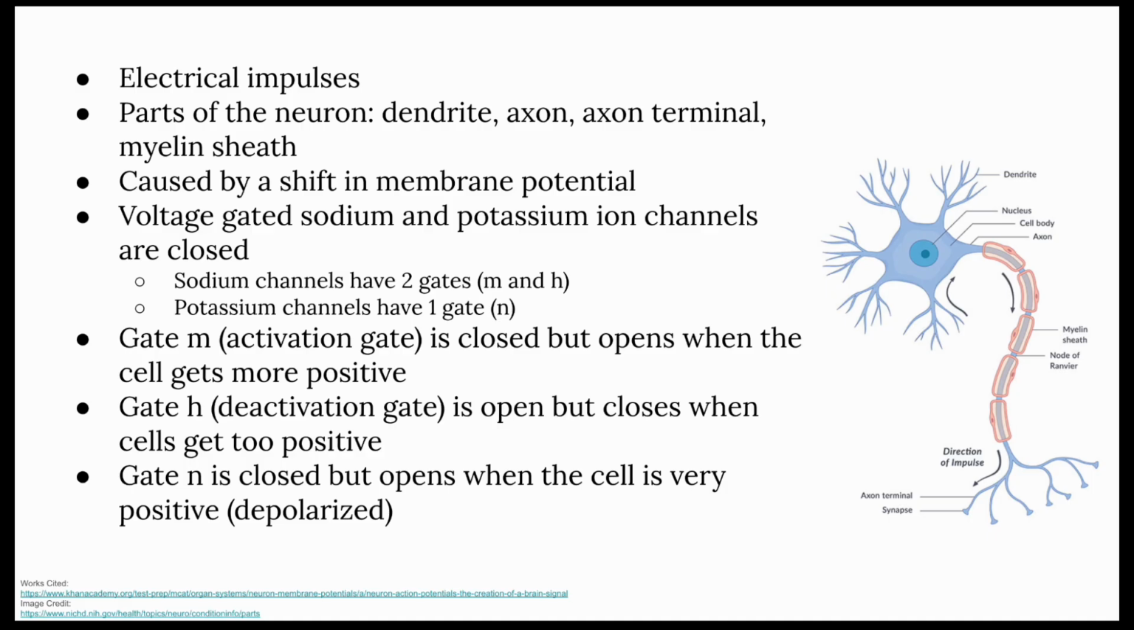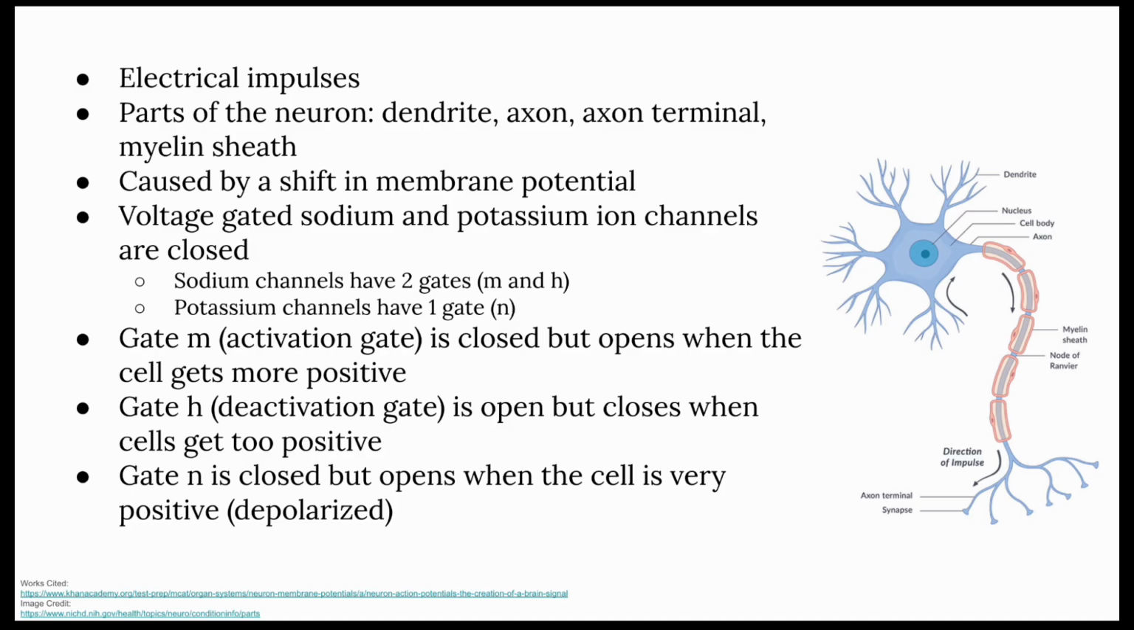The M gate is also the activation gate, and it opens when the cell gets more positive. The H gate is the deactivation gate and closes when the cell gets too positive. So these gates act as a way to balance the concentration of ions in the cell. The N gate is closed but opens when the cell is more positive.